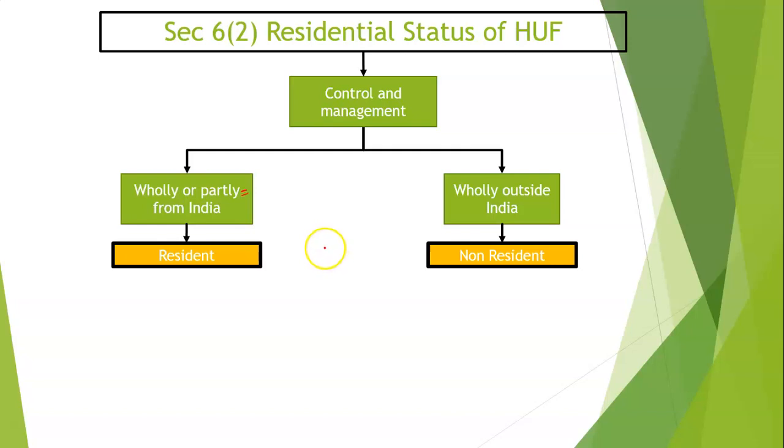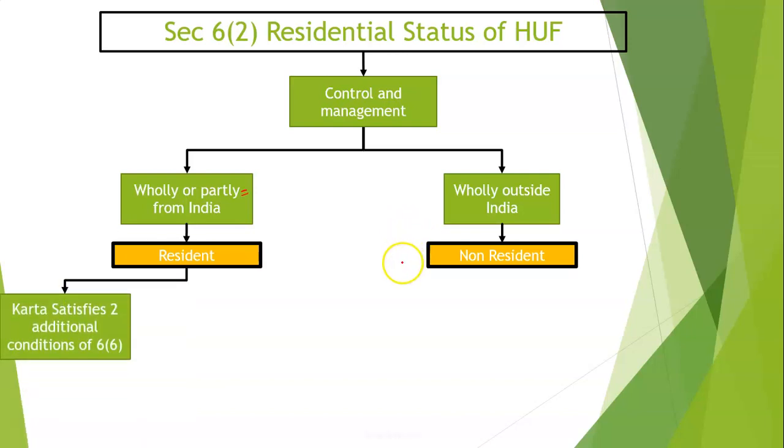Now I told you, an HUF has a further classification of ROR and RNOR. So a resident HUF can be further divided into a resident, ordinary resident, and a resident but not ordinary resident. Now how do we decide whether an HUF is a resident, ordinary resident, or resident but not ordinary resident? That's based on the status of the Karta. And by Karta, what do you mean? Karta is the head of the HUF. So if the Karta satisfies the 2 additional conditions of section 6(6), that is a section which taught you about the resident, ordinarily resident conditions and criteria for an individual.